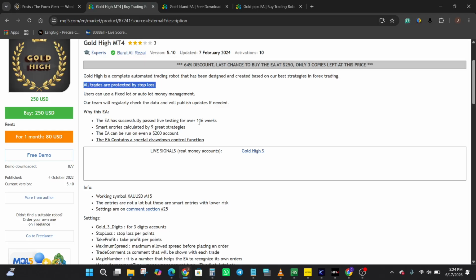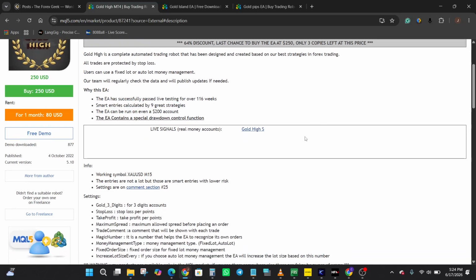Okay, so now as I continue through the description, the developer mentions that the EA has passed live testing for more than 116 weeks and includes what they describe as smart entries calculated using 9 different strategies. No additional details are provided regarding the specific logic behind those strategies, so it is important not to make assumptions beyond what is disclosed on the marketplace page.